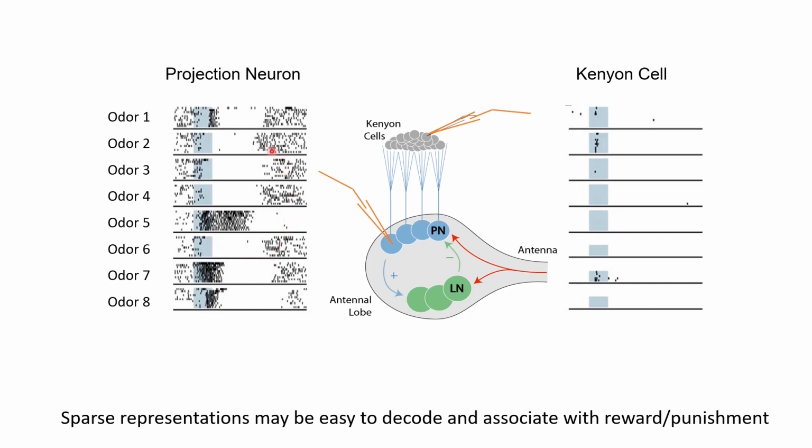So the responses of projection neurons can be called dense responses because there is a lot of activity. Whereas in the Kenyon cells, there are very few spikes and the cell is responding to very few odors.